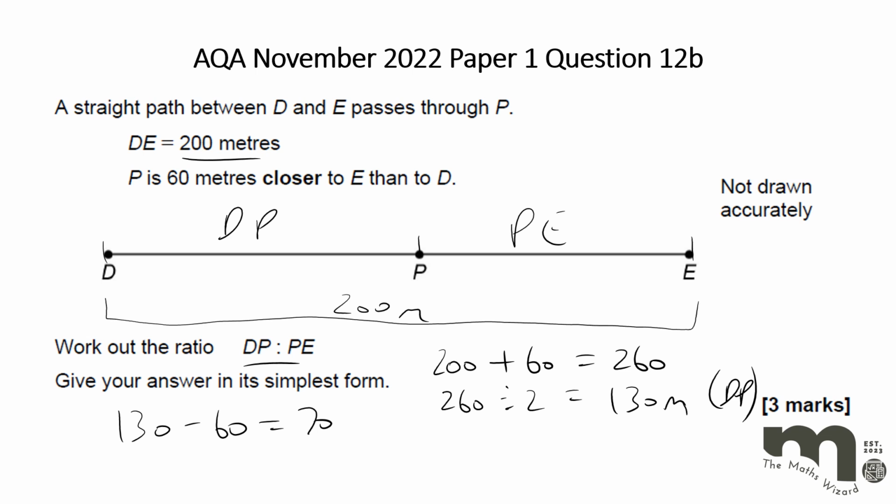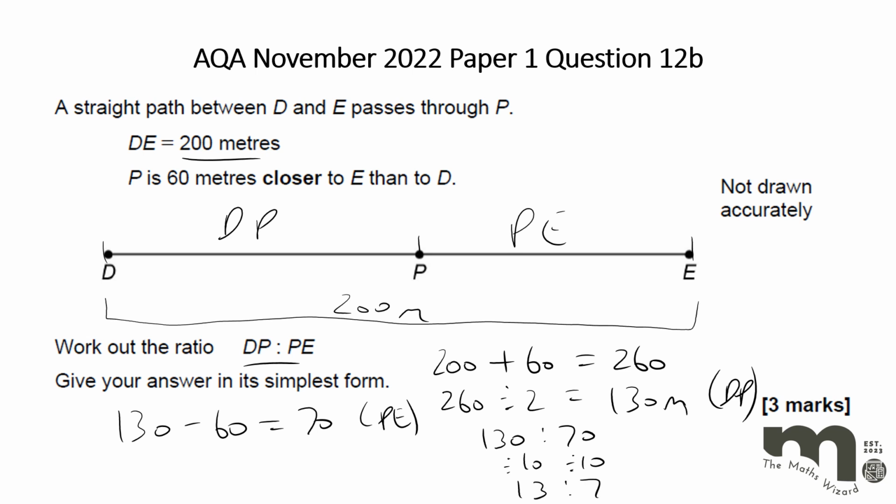We can now write those two values in a ratio, so we've got 130 to 70, and you'll notice there we've got a 0 on both of the end of our numbers, so we can divide both of those by 10, and we end up with 13 to 7, and that ratio is in its simplest form.